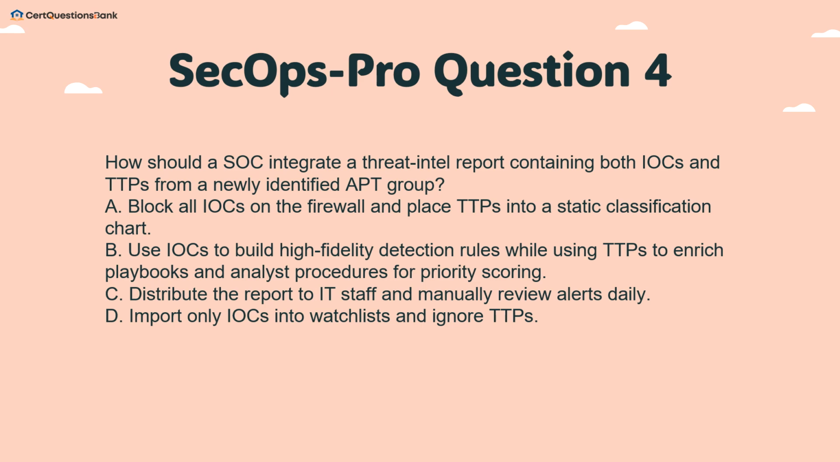How should a SOC integrate a threat intel report containing both IOCs and TTPs from a newly identified APT group? A. Block all IOCs on the firewall and place TTPs into a static classification chart. B. Use IOCs to build high-fidelity detection rules while using TTPs to enrich playbooks and analyst procedures for priority scoring. C. Distribute the report to IT staff and manually review alerts daily. D. Import only IOCs into watchlists and ignore TTPs.